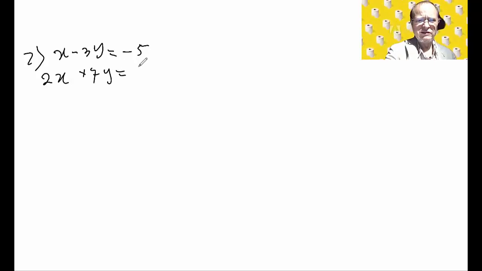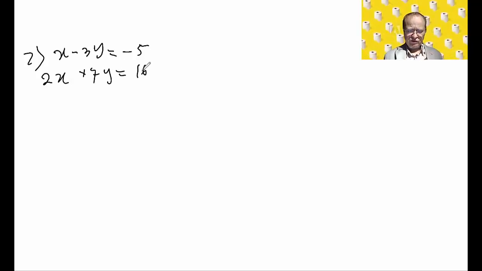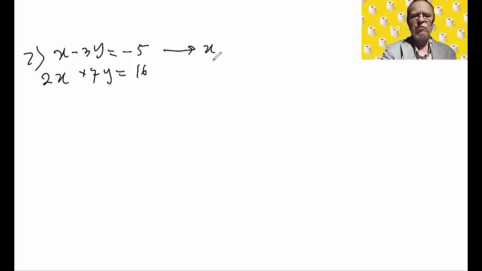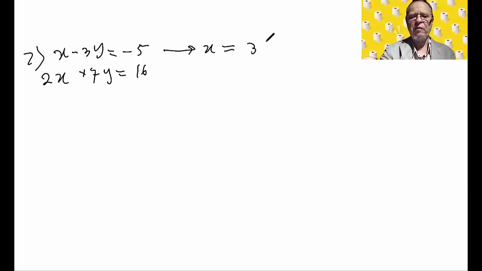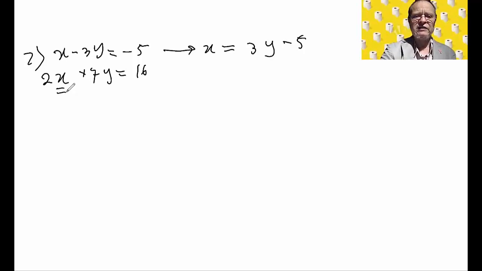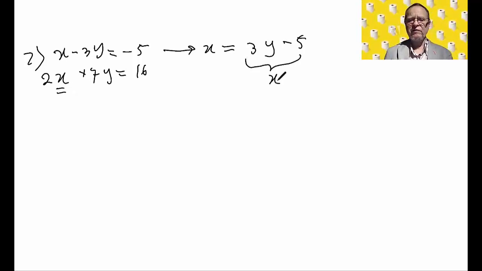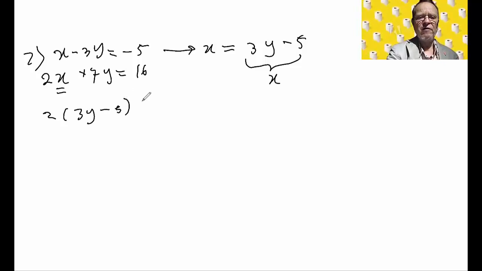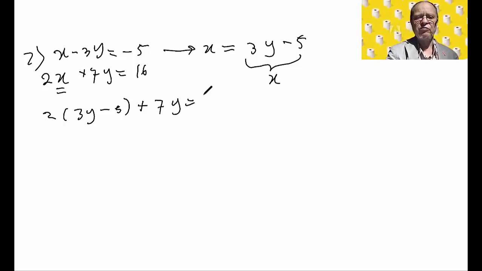is equal to 16. Now, in order to do the substitution, we have to solve for one of the variables. So in this case, it looks like it's easiest to solve for x in terms of y. So we'll say x is equal to, when we bring over the negative 3y to be positive, 3y minus 5. So wherever we see an x in this equation, we put this in place of x. So now we have 2 times 3y minus 5 plus 7y is equal to 16.